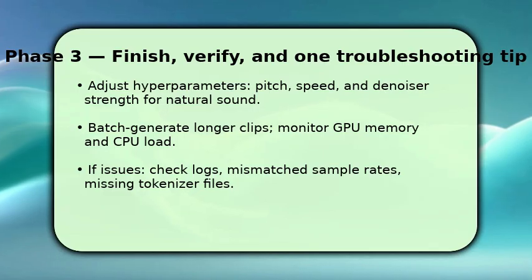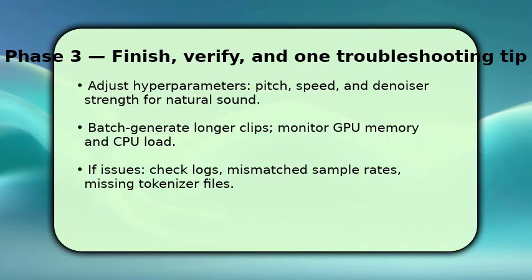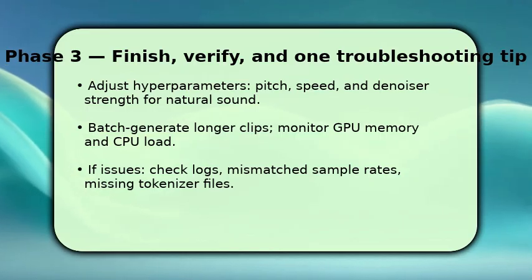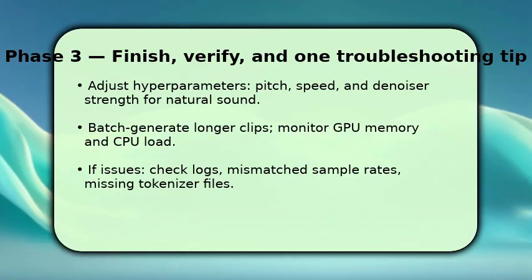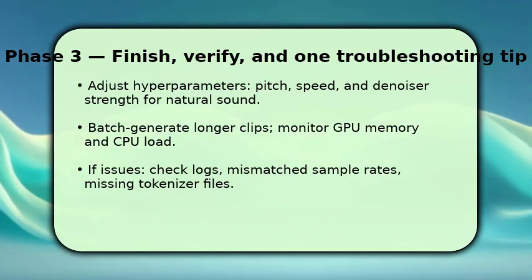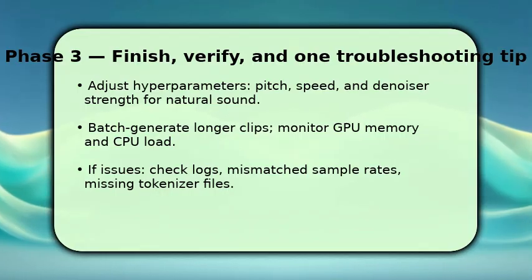Once stable, integrate into your app via the engine's API or export WAV/MP3 files. If things go wrong, check logs for errors, ensure sample rates match across model and audio settings, and verify tokenizer and config paths. Fixing those resolves most synthesis failures.